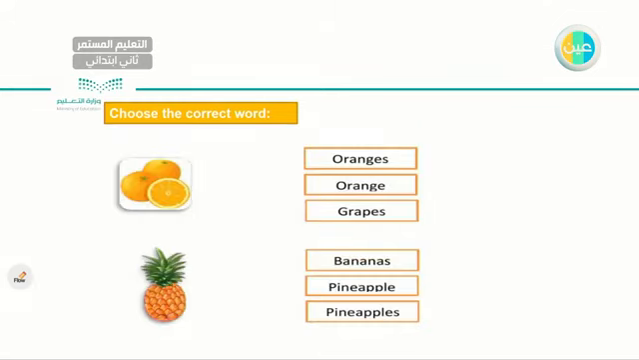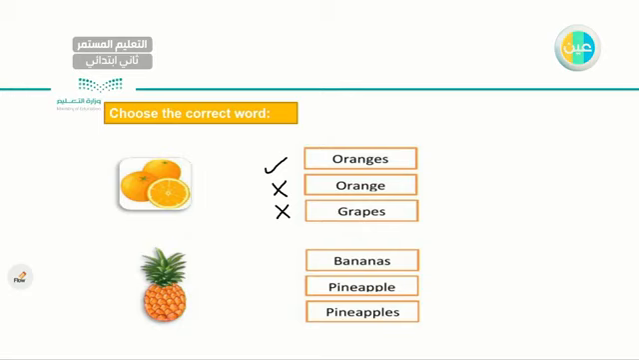For the next one, as you can see, the first picture, choose the correct word. I have oranges, orange, or grapes. Obviously, they are not grapes. So what do you think? Oranges, plural, or orange, singular? It's not one. I have a plural. I have 3 oranges. Very good. Let's go to the next one.